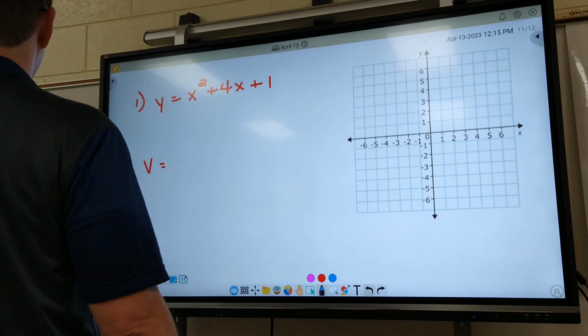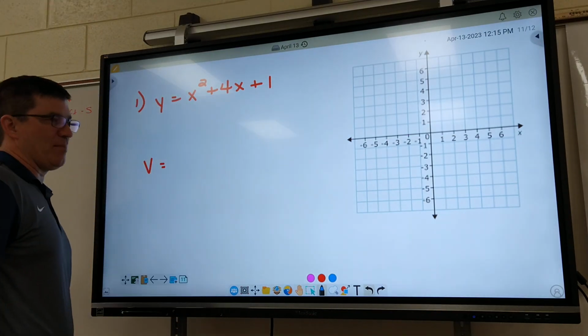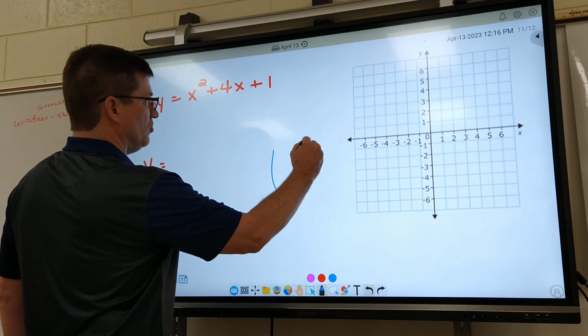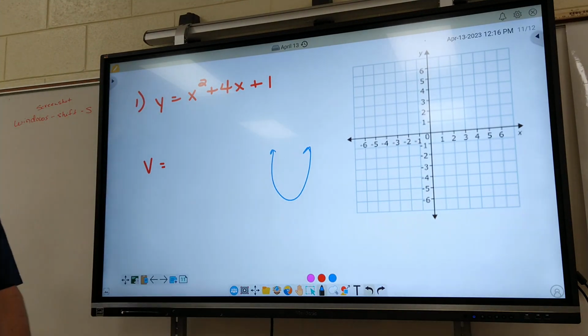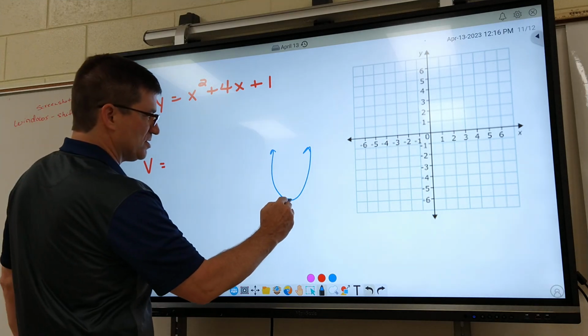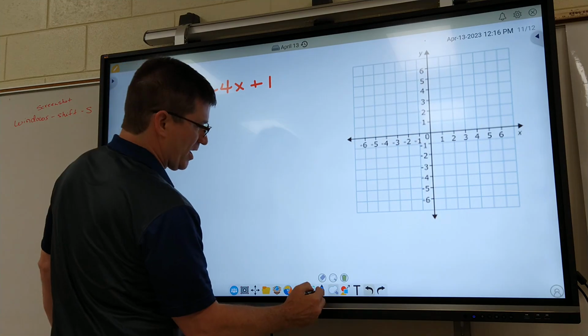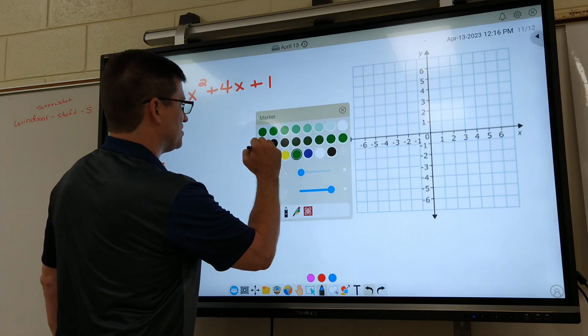So it is asking us to find the vertex of a parabola. What does that look like, a parabola? Looks like a U. Where would the vertex be on that parabola? At the bottom, right in the center. That's your vertex. Okay? So we're going to try to do this the way we did the circles as much as possible.